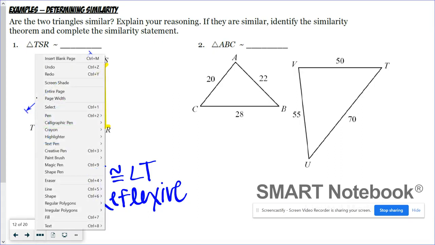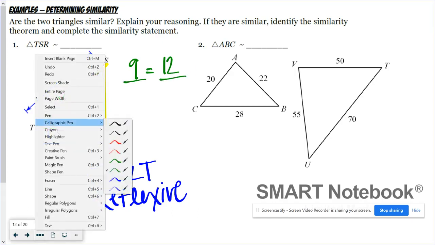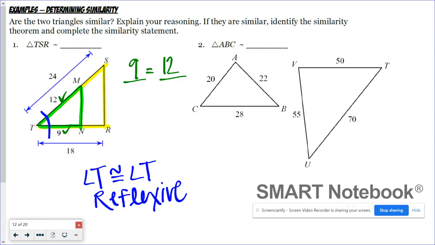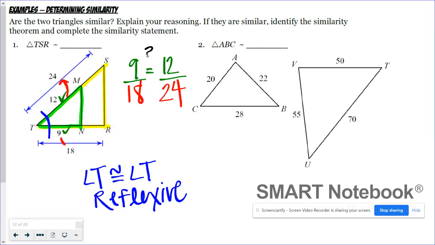So when I take a look at that green triangle, my two sides are 9 and 12. So I'll list those out, 9 and 12. And then looking at the yellow triangle, I need to write down what corresponds to those two sides. So the 9 and the 18 correspond to one another, and the 12 corresponds to the side that's 24. Okay, so the question is, are these two ratios equal to each other? That is the question. And so when I reduce 9 over 18, I get 1/2.